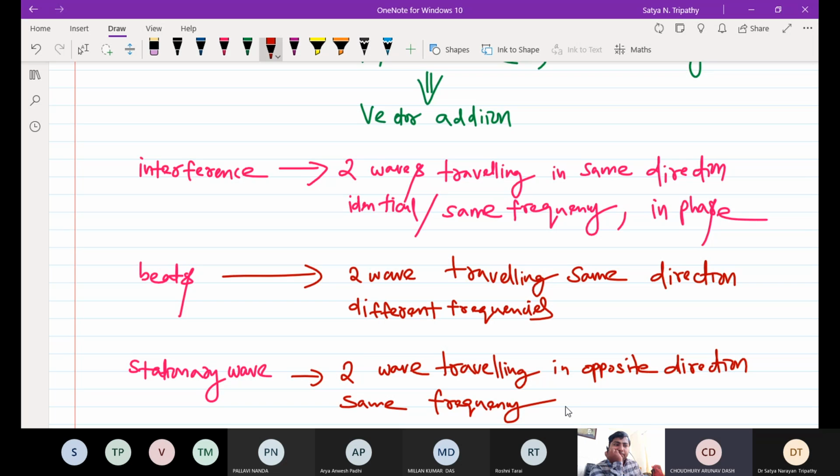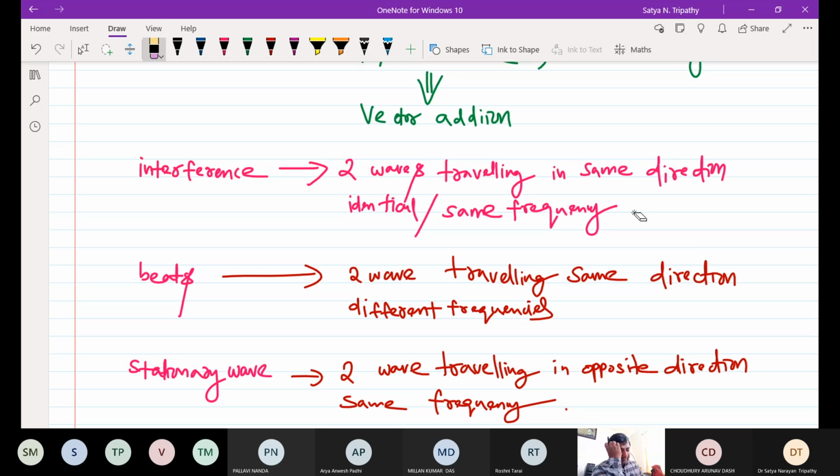Sir, for interference, is it necessary that both should be in the same phase? Actually, phase conditions come out due to destructive and constructive interference. I can still remove it. It is not a mandatory thing here. Okay. Yes, sir.